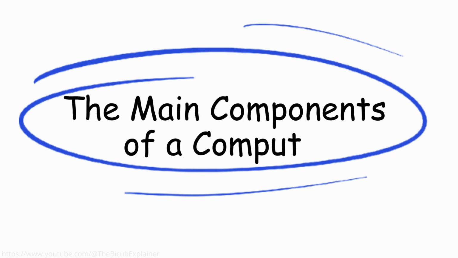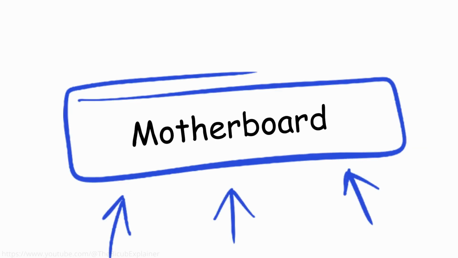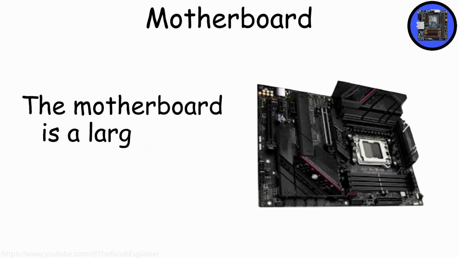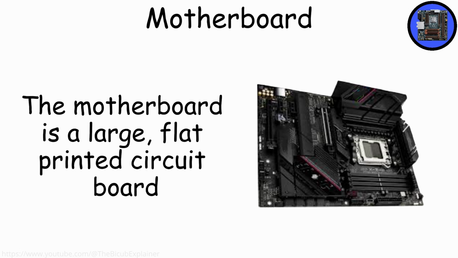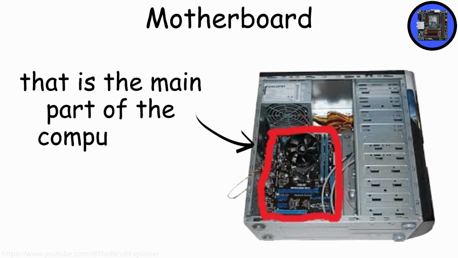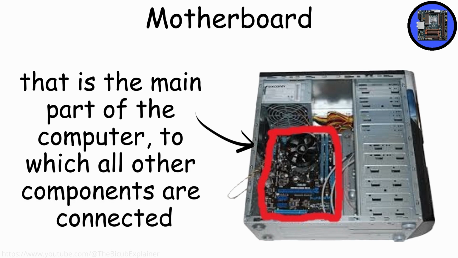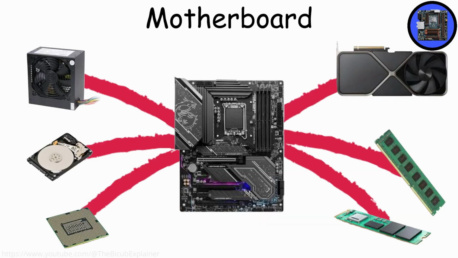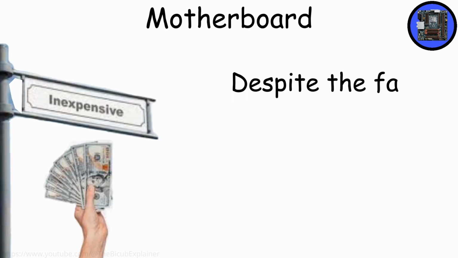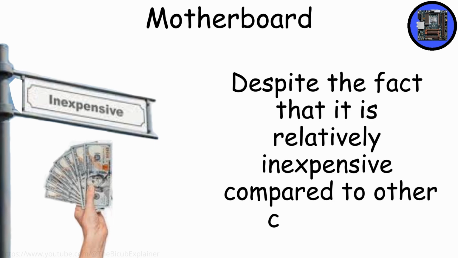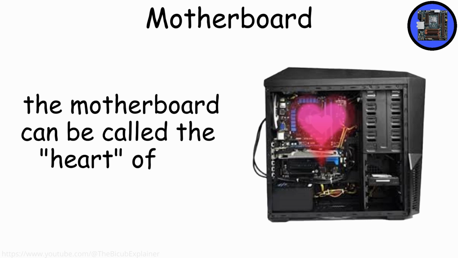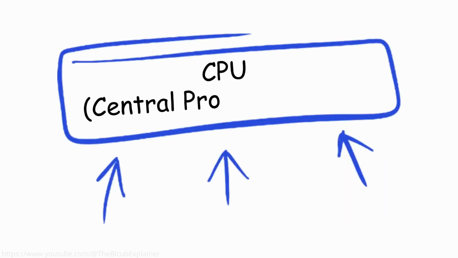The main components of a computer. Motherboard. The motherboard is a large, flat, printed circuit board that is the main part of the computer, to which all other components are connected. Its main function is to ensure interaction between the various elements of the system. Despite the fact that it is relatively inexpensive compared to other components, the motherboard can be called the heart of the computer.